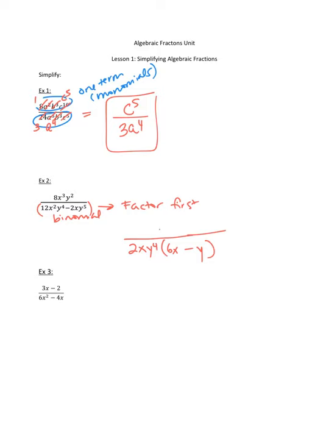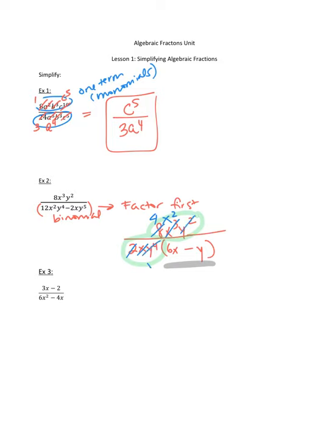And then my numerator, I'm going to keep 8x cubed y squared. And then you can simplify monomials with monomials. So this x cubed y squared can be simplified with the 2xy to the 4th, but not with the parentheses, the binomial here. So I'm going to cross cancel. 2 goes into 8 4 times. One of these x's goes into one of those x's. I'm left with x squared. And the y squared cancels with the y to the 4th.